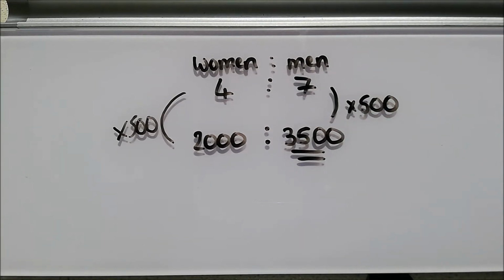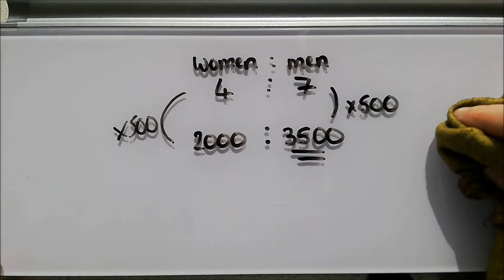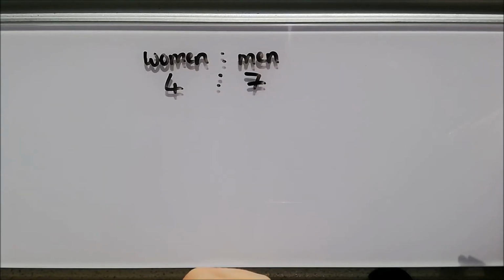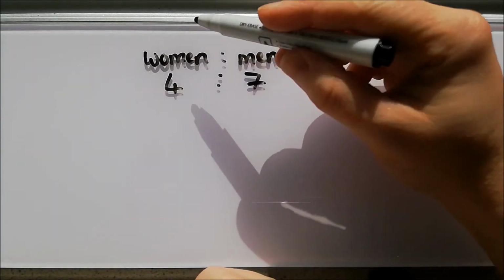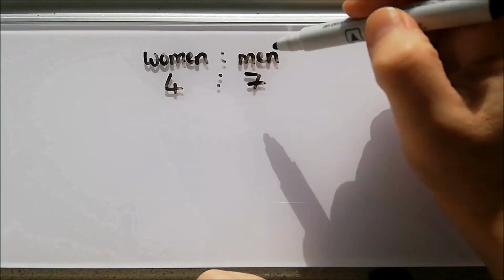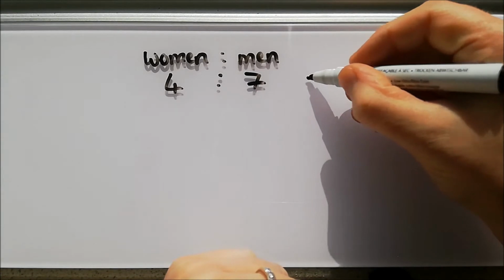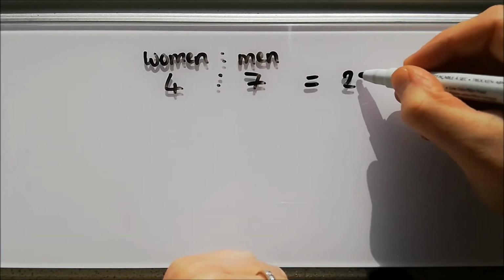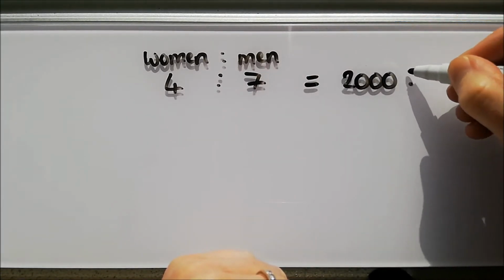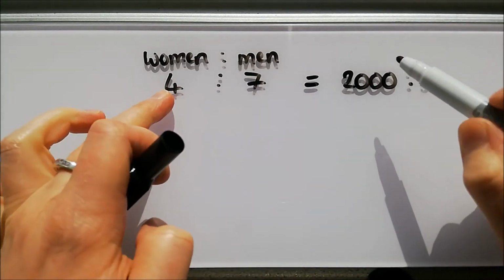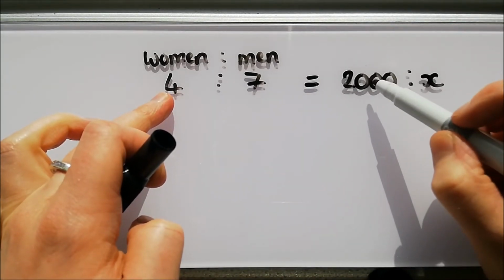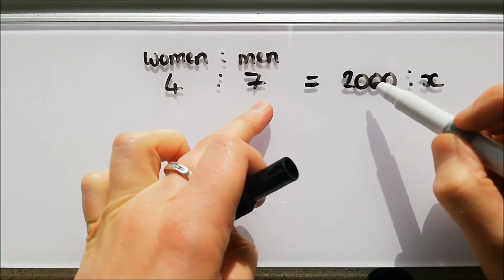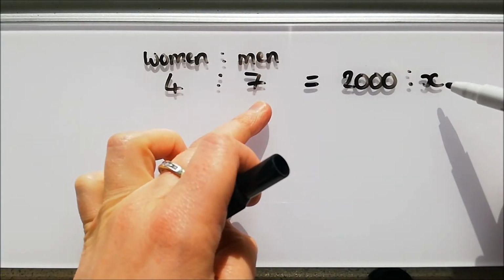I'll now show you the algebraic way. So if you're going for one of the higher levels, put alternate solution, algebraic method. Now for the algebraic method, we'd still set up women and men in the ratio 4 to 7. And then this time we'd put equals 2,000 to x, because women are on the left and we would know how many women are at the match. Men are on the right and we don't know how many men are at the match.